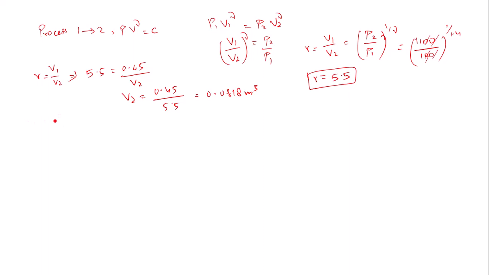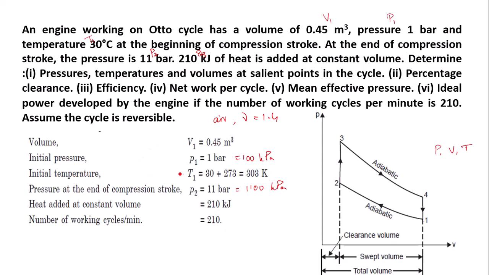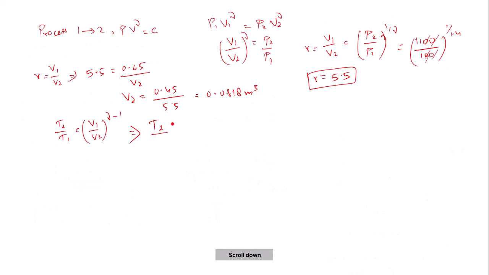To calculate the value of T2, we know yet another relation for a reversible adiabatic process, which is T2 by T1 is equal to (V1 by V2) whole power gamma minus 1. Instead of V1 by V2, I can write the value of r, which is 5.5. Substituting the known values, T2 is unknown to us and T1 is provided in the question, which is 30 degrees Celsius. Converting it into Kelvin, we add 273, so it gives a value of 303 Kelvin.